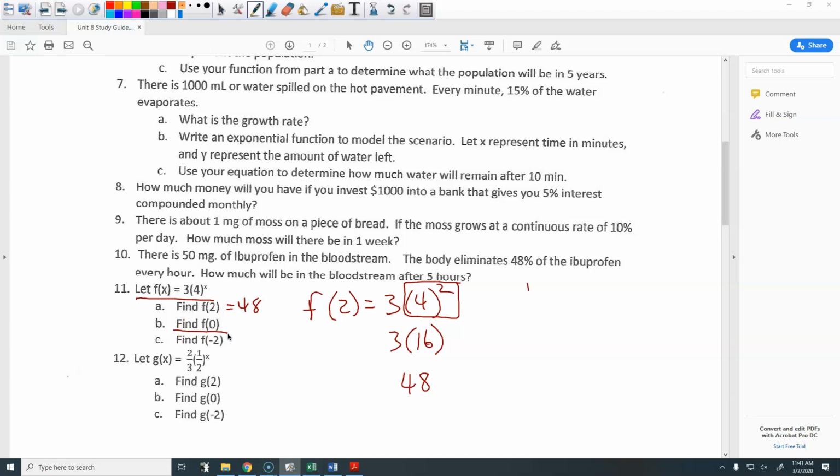Next one, find f of 0. So we're plugging in 0. Now, anything to the 0 power equals 1. So in this case, this would equal 1.